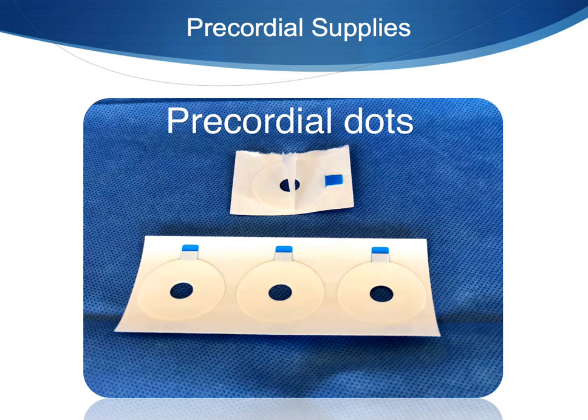Now the easiest way, as the top picture shows, to apply this precordial dot is to first take the top sticky part off and place it on your chest piece. So therefore, when the patient comes in the room, all you have to do is grab that little blue tab and pull the white paper off and apply that to the patient's chest.